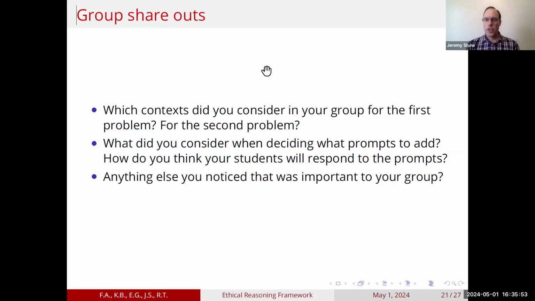Like trying to coax students to share in a classroom, I'll try to do that with you. If you're willing to share aloud for the whole group to hear, what were some of the things you discussed about those problems, and what were your takeaways? What context did you consider for the first problem or the second one? And what were your considerations when deciding what prompts to add? So I guess just what were your results after that session? You can start with group 1 if you like.